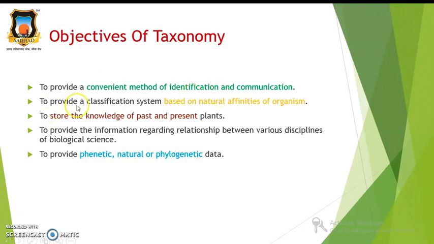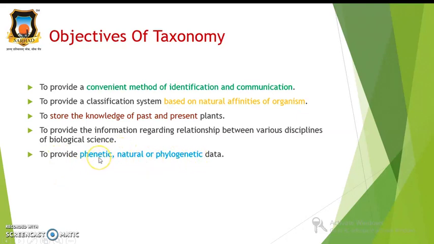The second point is to provide a classification system based on natural affinities of organisms. To store the knowledge of past and present plants. To provide the information regarding the relationship between various disciplines of biological science. And the main objective of taxonomy is to provide phenetic, natural, or phylogenetic data.